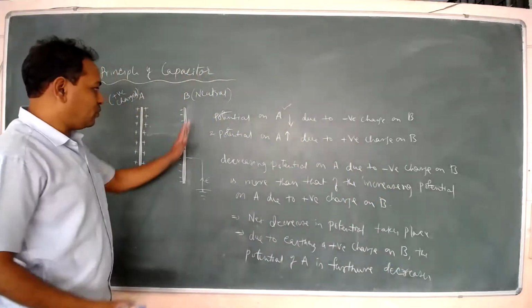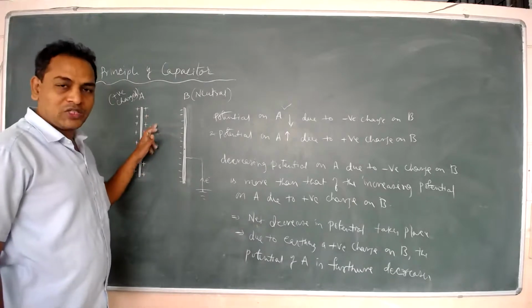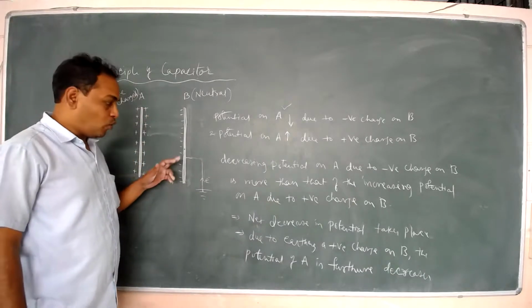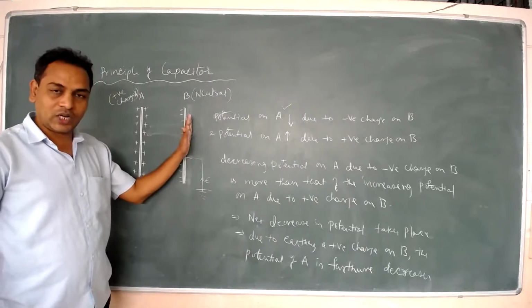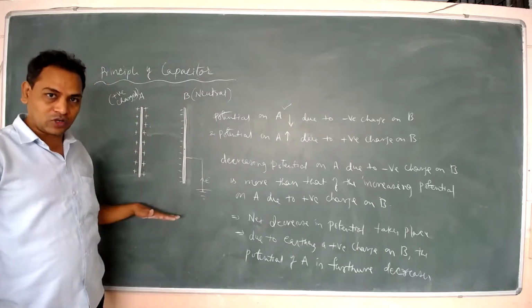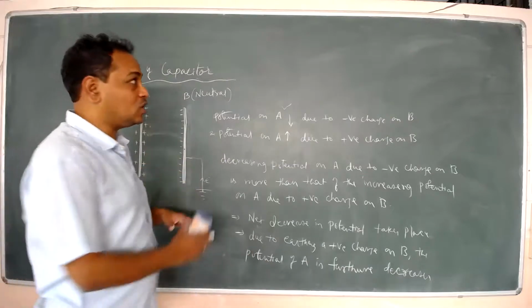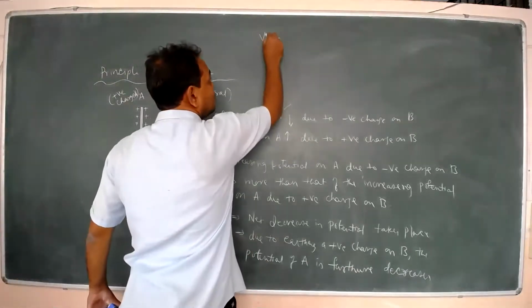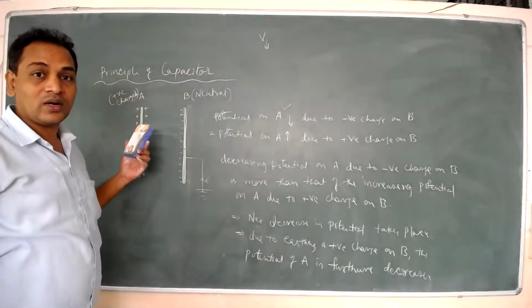So initially, when positive and negative charges are there, the negative effect is more, hence its potential decreases. When I have given it to the earth, that positive charge is not there, and now its potential is further reduced. So from here it is quite clear that the potential of A decreases.